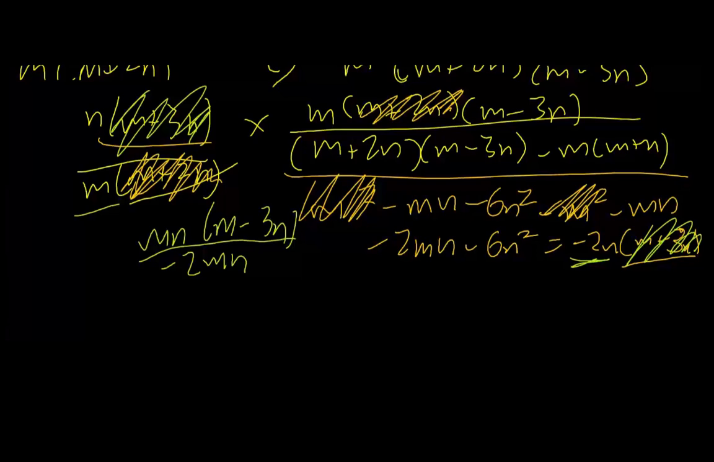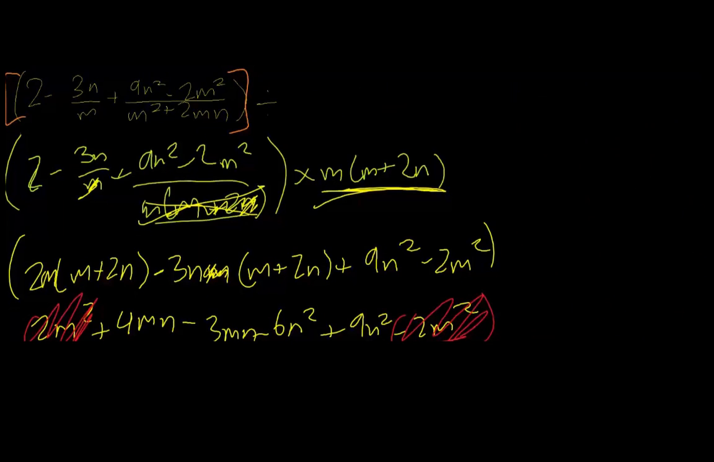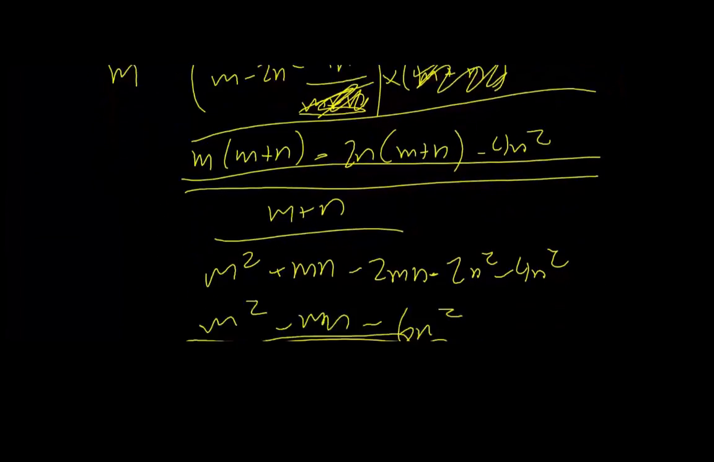We're at the end of the page, so I'm going to use blue for this because we're at the end. So this mn right over here can cancel out with this mn, leaving us with just m minus 3n all over negative 2. That is the answer to whatever question we had at the very start.